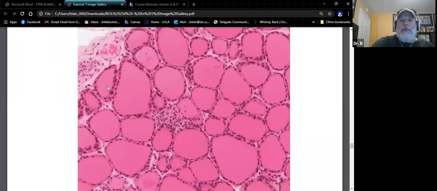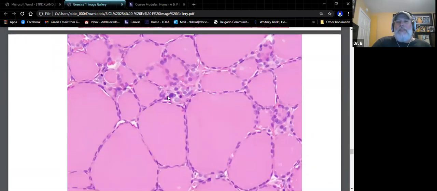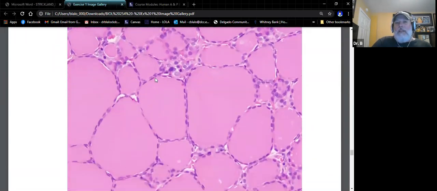Does that make sense to everybody? All right. Silence means yes. Again, colloid material, colloid, cells associated with it, follicular cells plus colloid equals follicle. Right here, cells not associated with the follicle, parafollicular cells. Those secrete calcitonin.